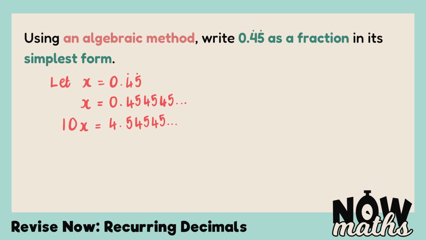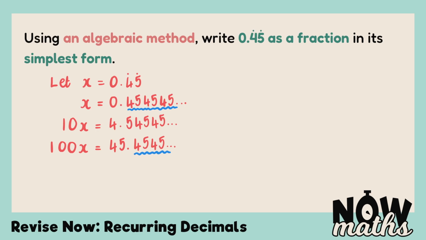When this happens, we multiply by 10 again and again until we find something that does. So multiplying 10x by 10 would give us 100x. And then multiplying our new decimal by 10 shifts over to the left one place again. So we get 45.4545 and so on. Now if we take a look at what we have, we do actually have two decimals which match completely after the decimal point. So our first decimal was 0.45 recurring and our last decimal ends in 0.45 recurring. So if we subtract one from the other, the decimal part will cancel.